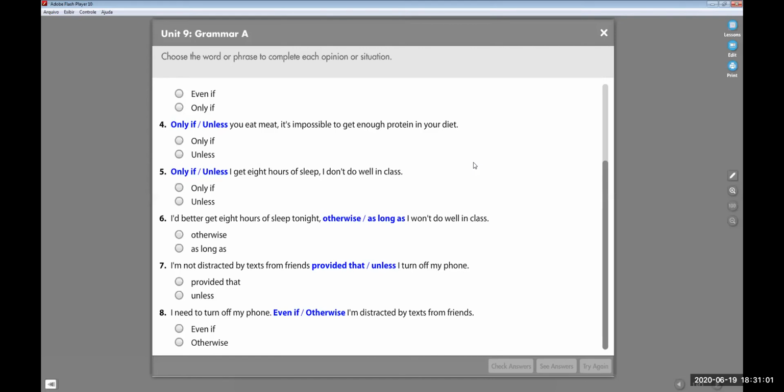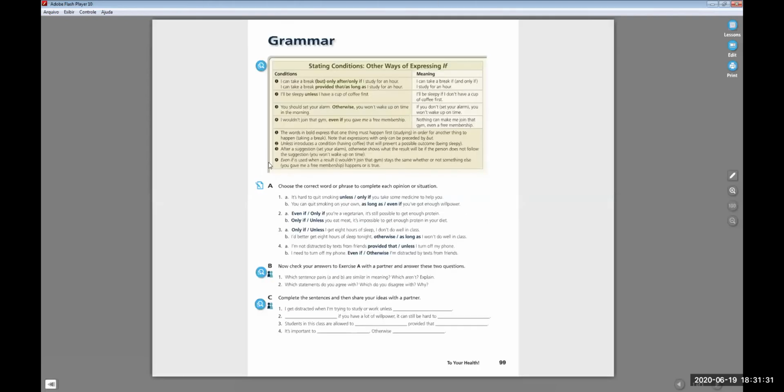What about Mr. Rafael? I need to turn off my phone, otherwise I'm distracted by texts from friends. Do you agree with this? Are you the kind of person who gets distracted easily with texts from friends? No, I ignore my cell phone in occasional situations. I prefer to talk with my friends. Okay, all right, it's a good thing. All right, guys, thank you for sharing your points.